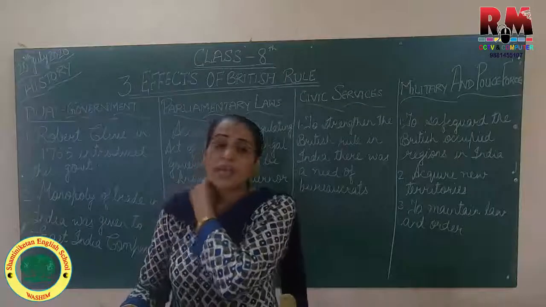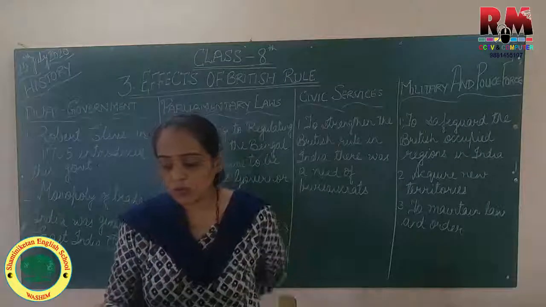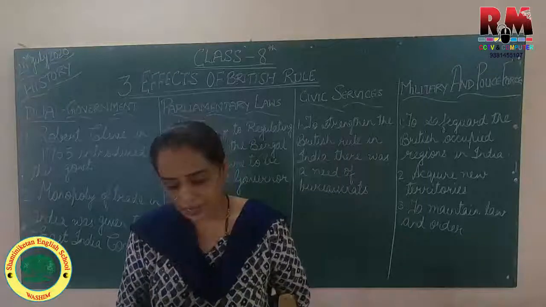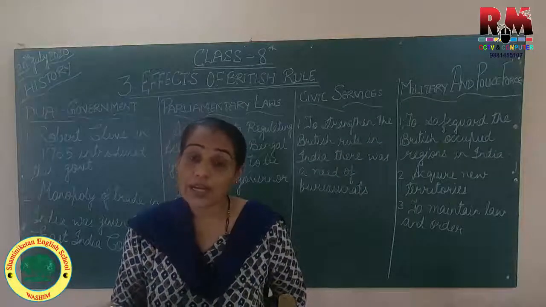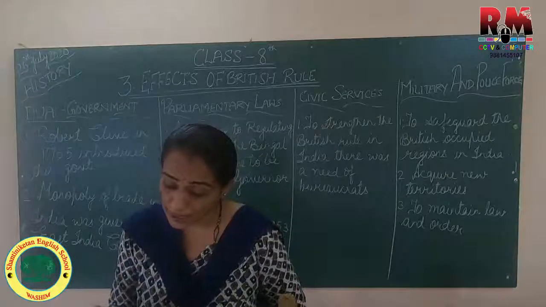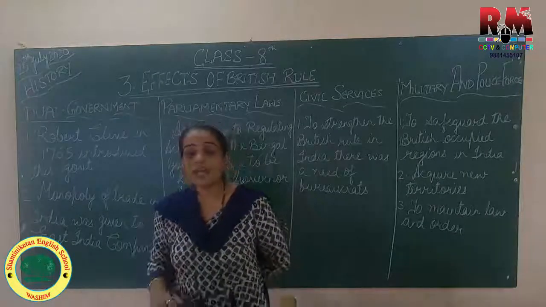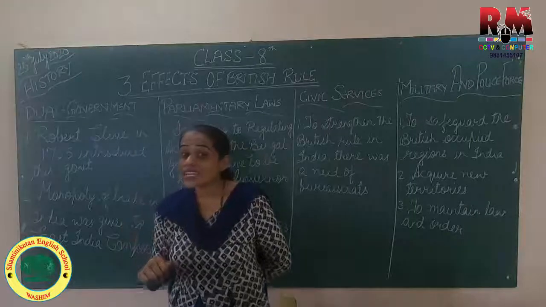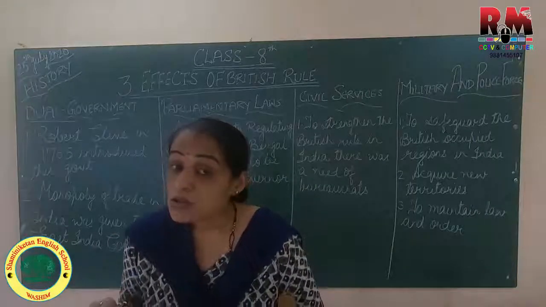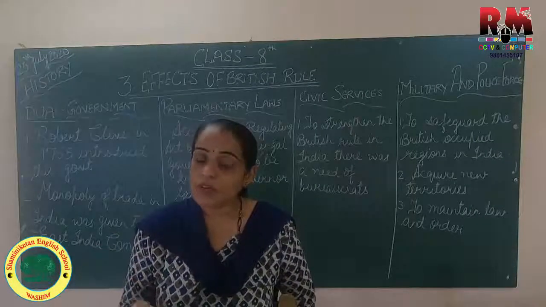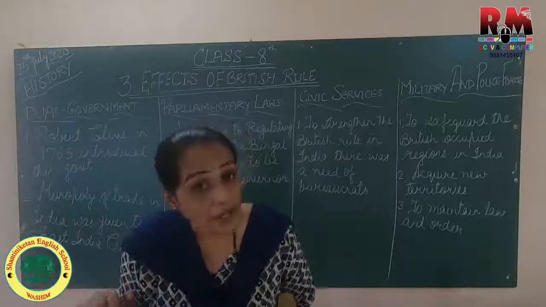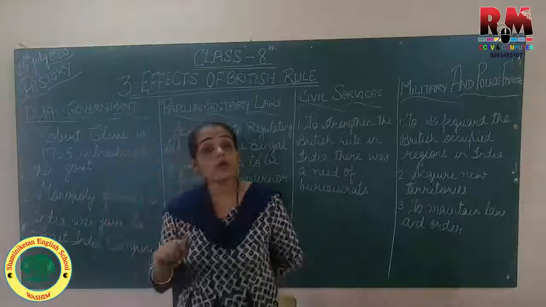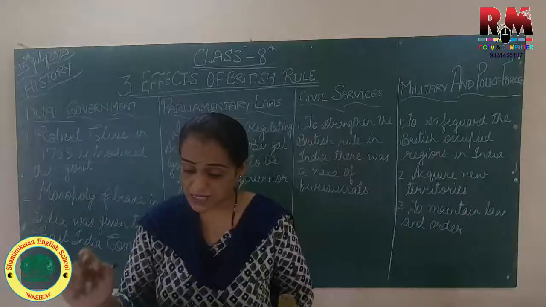Now, the ill effects of the dual government could be seen after a certain time. Money in the form of taxes went into the pockets of the company. As the revenue was collected by the company, the money collected in the form of taxes was now in the pockets of the Britishers.